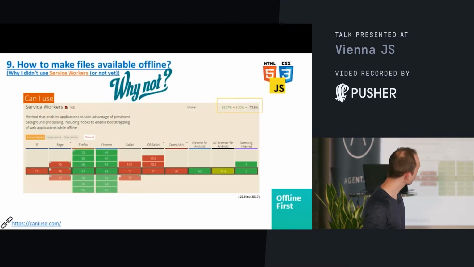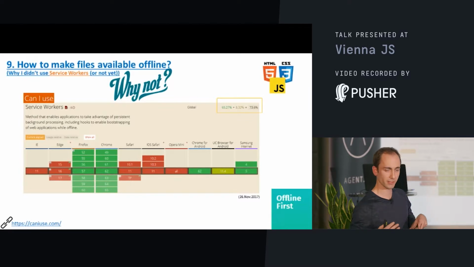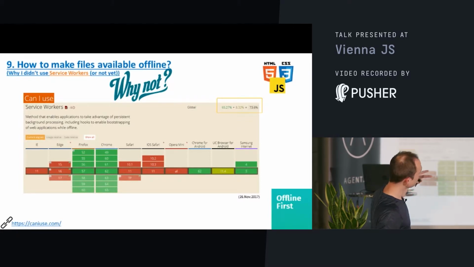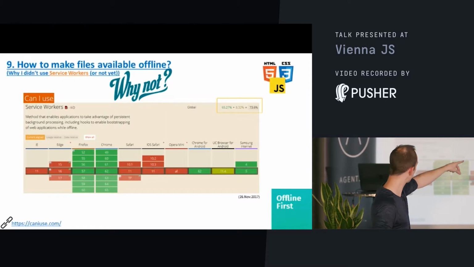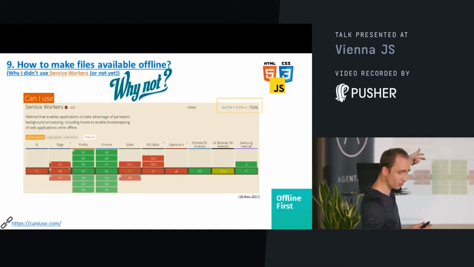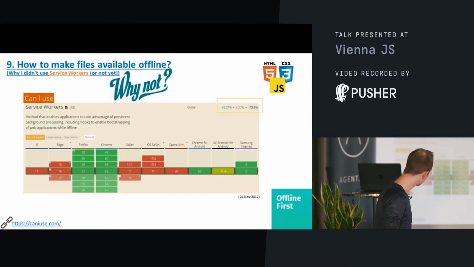My 9th question was, how to make the files available offline. So it's one thing to have the data offline, but it's another thing to have the files offline, like HTML, JS, and CSS. Let's say state-of-the-art technology is service workers. But why didn't I choose it? It's because of the global coverage of about 74%. And you can see, for example, Internet Explorer and Edge is not supported. And yeah, this is the reason why I didn't choose it.